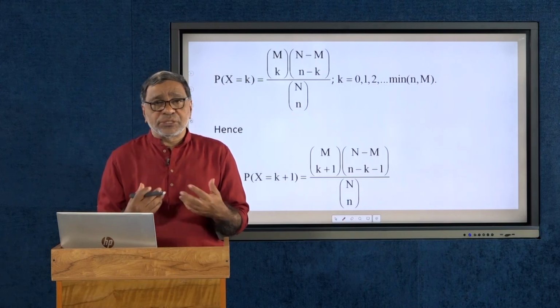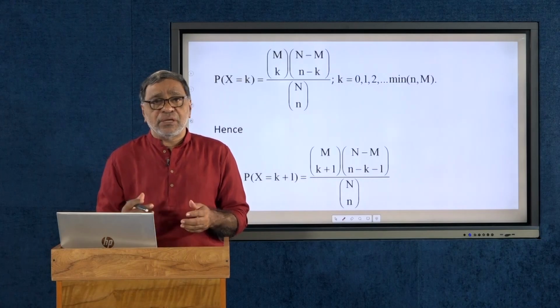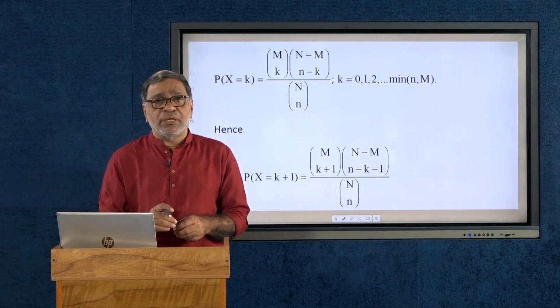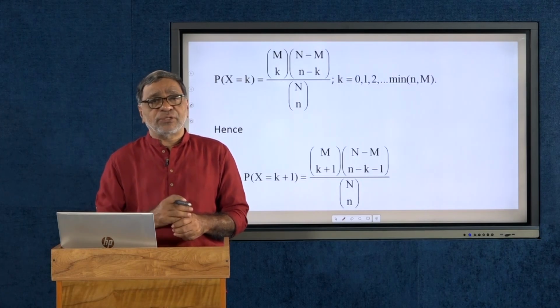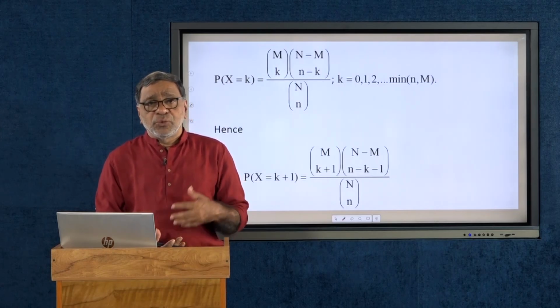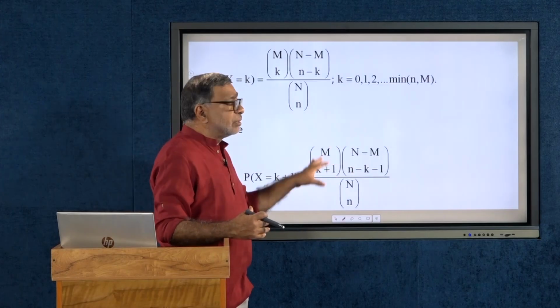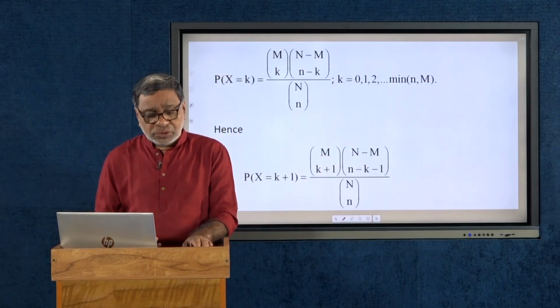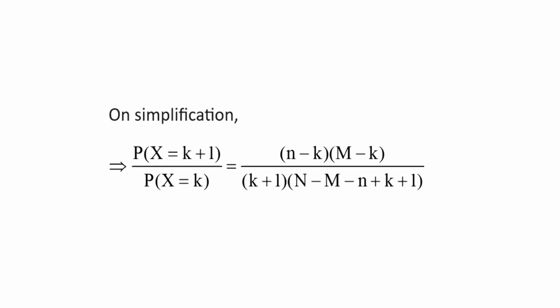Using the expansion of nCr, nCr is equal to n factorial divided by (n minus r) factorial into r factorial. Based on that expression, you substitute the actual values here and, cancelling the common terms, our value will be this: probability of X equal to k plus 1 divided by probability of X equal to k is equal to (N minus k)(M minus k) divided by (k plus 1)(N minus M minus n plus k plus 1).